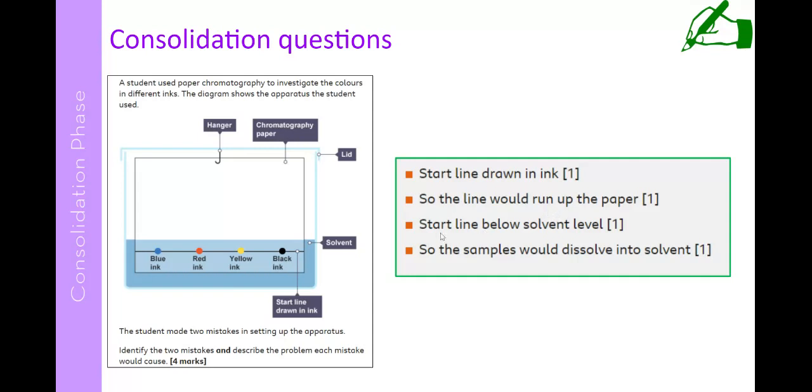The second problem you needed to identify was the start line below solvent level. So you can see that the samples and start line are below the solvent, or the solvent should be below the samples, and that would cause the samples to dissolve into the solvent rather than the solvent travelling through the solutes.